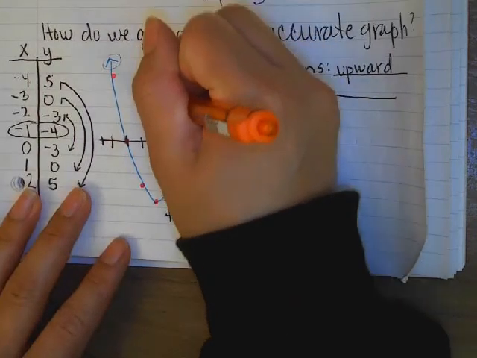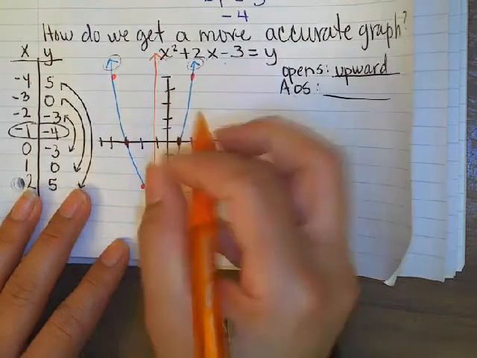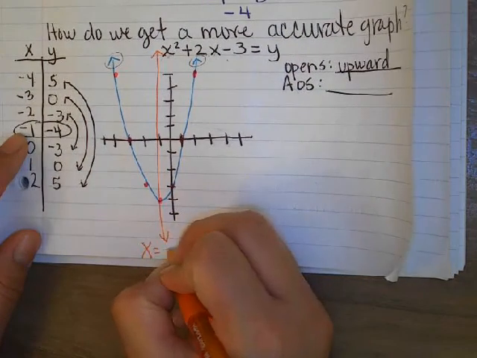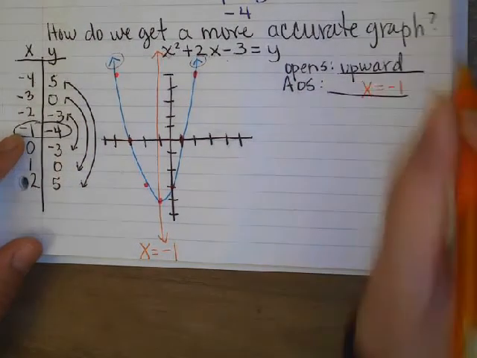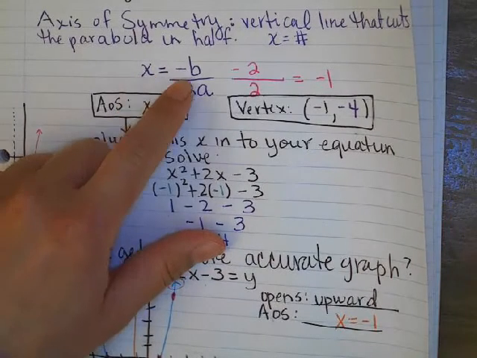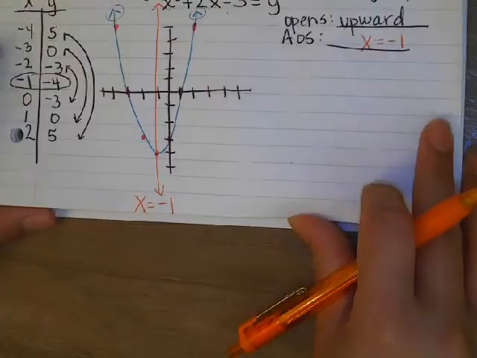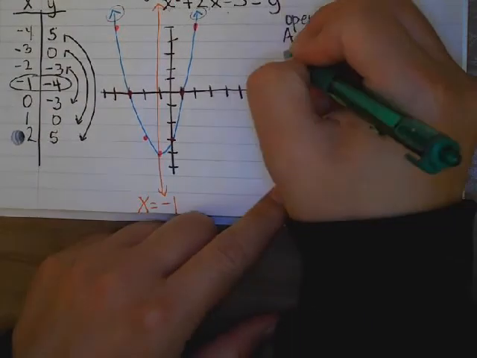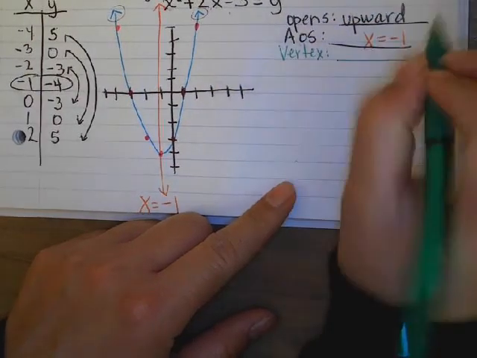Okay? What was the axis of symmetry? The axis of symmetry, remember, it's that line. It goes through the vertex, and it cuts your parabola in half. So it's always going to be the x value of your vertex. It's going to be x equals negative 1. And we found it a long time ago. We found it by using the formula negative b over 2a. And we found our axis of symmetry. Okay. So there's your axis of symmetry.